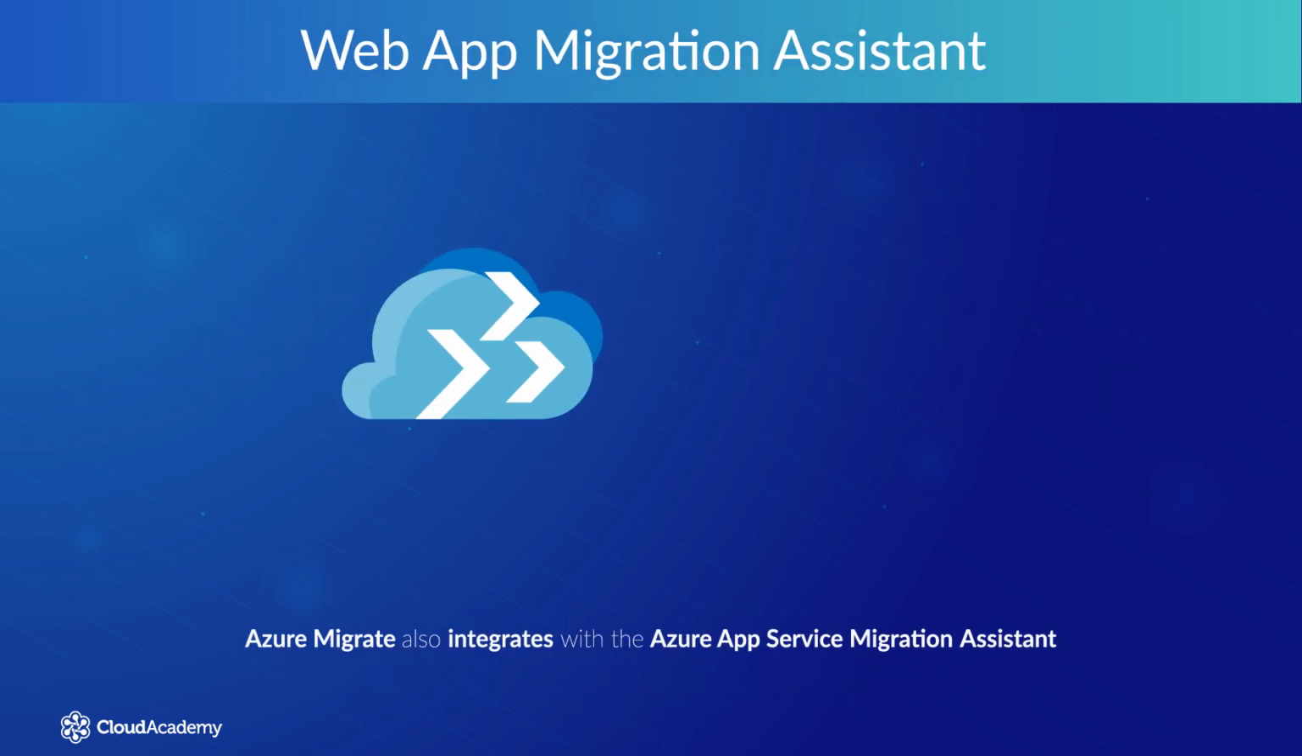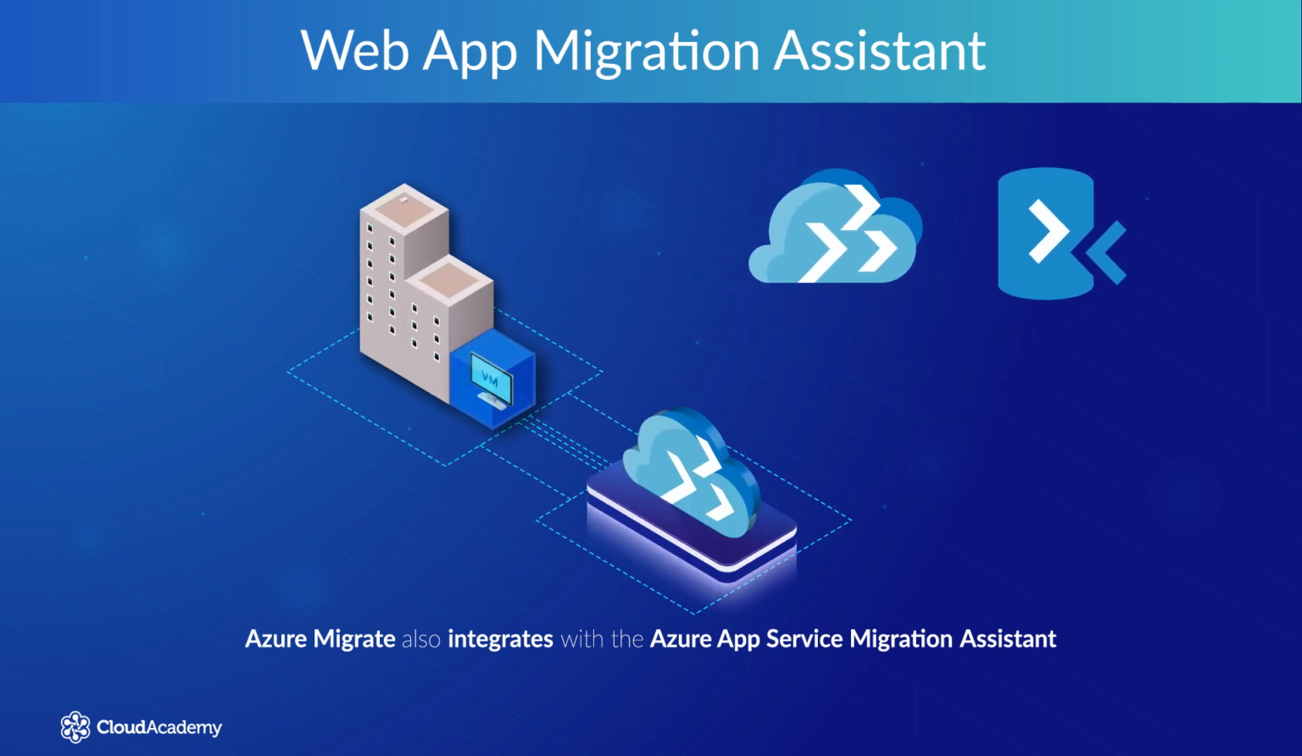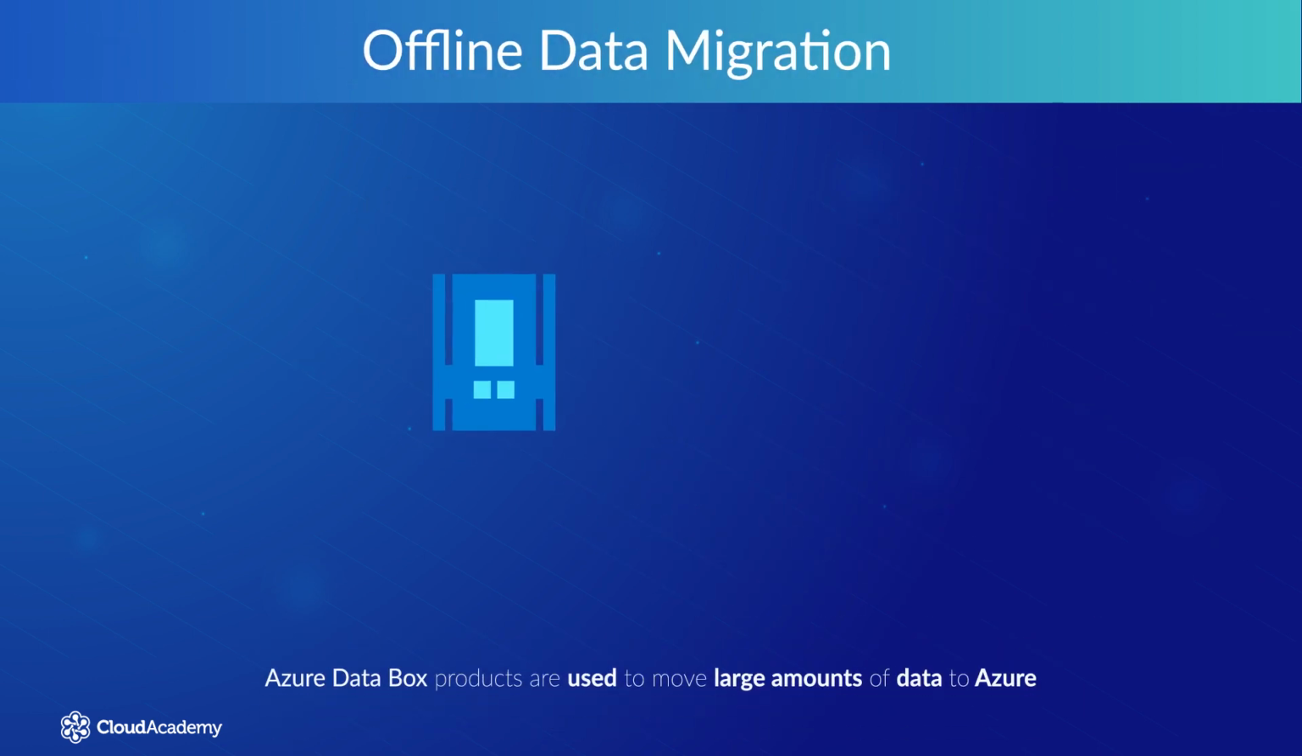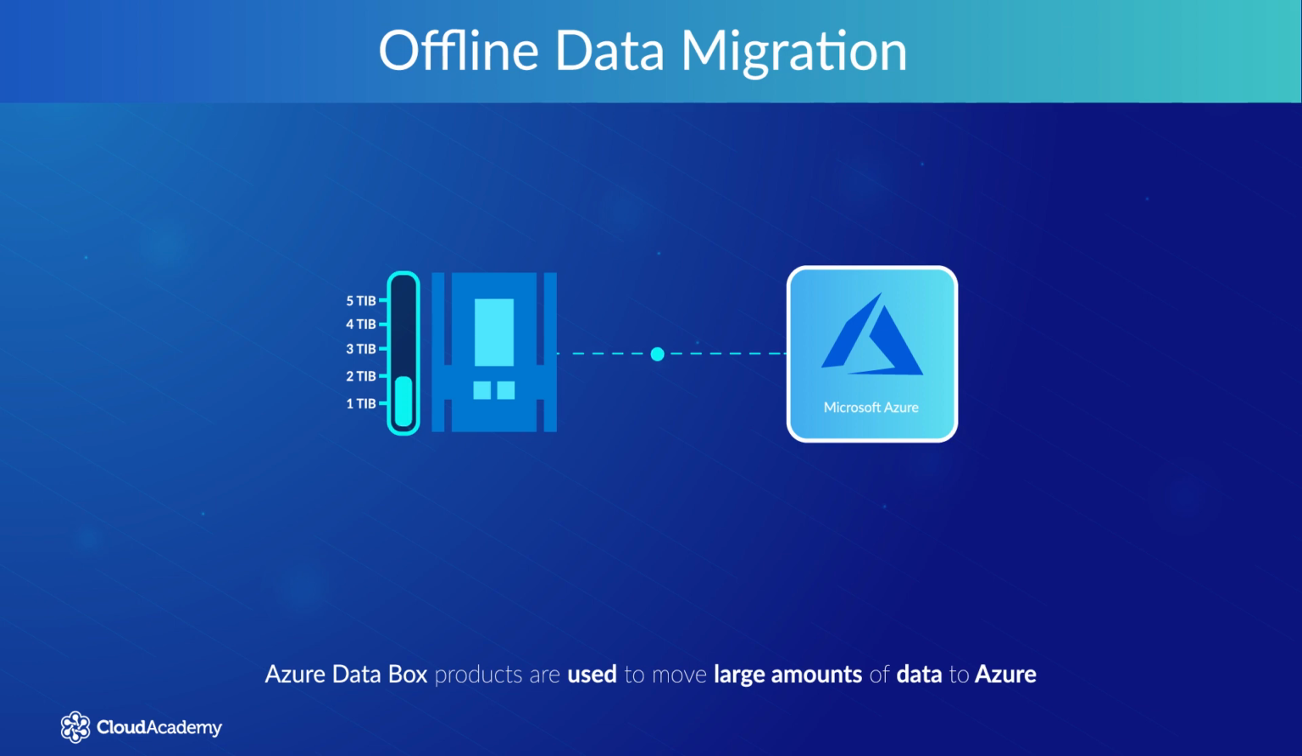Azure Migrate also integrates with the Azure App Service Migration Assistant. Using the Azure Migrate Hub, organizations can assess and migrate on-prem web apps to Microsoft Azure. You can use the Azure App Service Migration Assistant to assess on-prem websites for migration to the Azure App Service, and you can use it to migrate .NET and PHP apps to Microsoft Azure. Lastly, Azure Data Box products are used to move large amounts of data to Microsoft Azure.